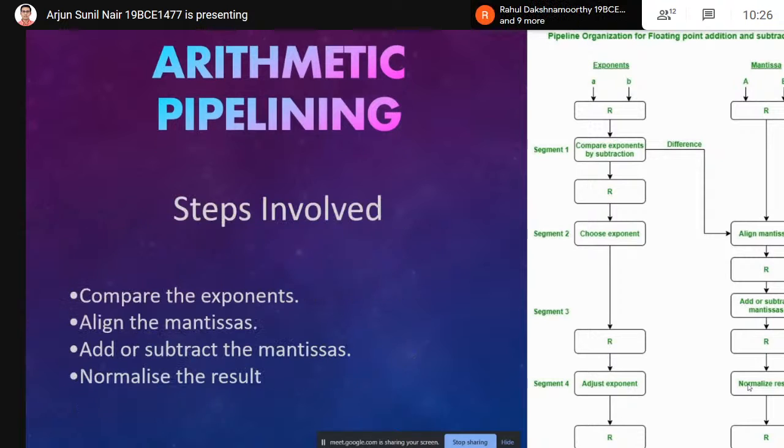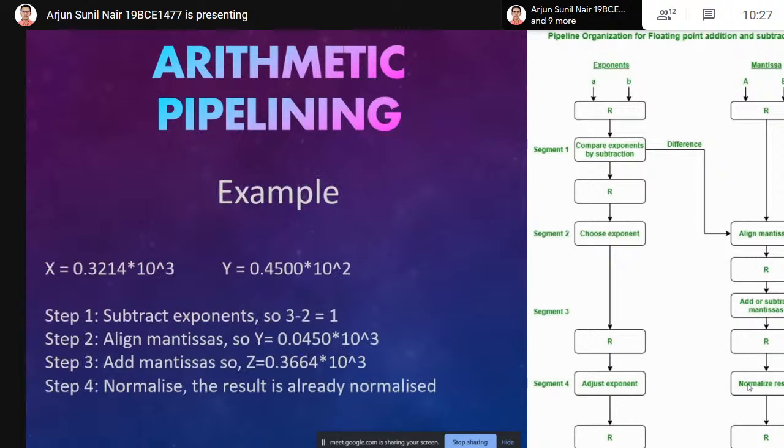Next slide. The steps involved in this are comparing the exponents, then aligning the mantissas, then adding or subtracting the mantissas, and normalizing the result. Each of these steps takes one segment. The first segment takes care of comparing exponents, segment 2 takes care of aligning the mantissas, segment 3 adds or subtracts the mantissas, and the last, fourth segment normalizes the result. Next slide.